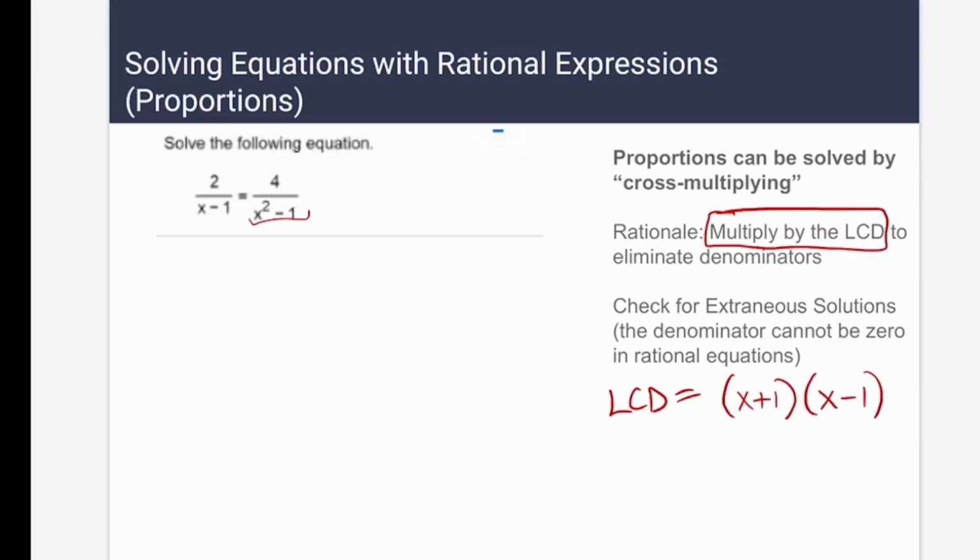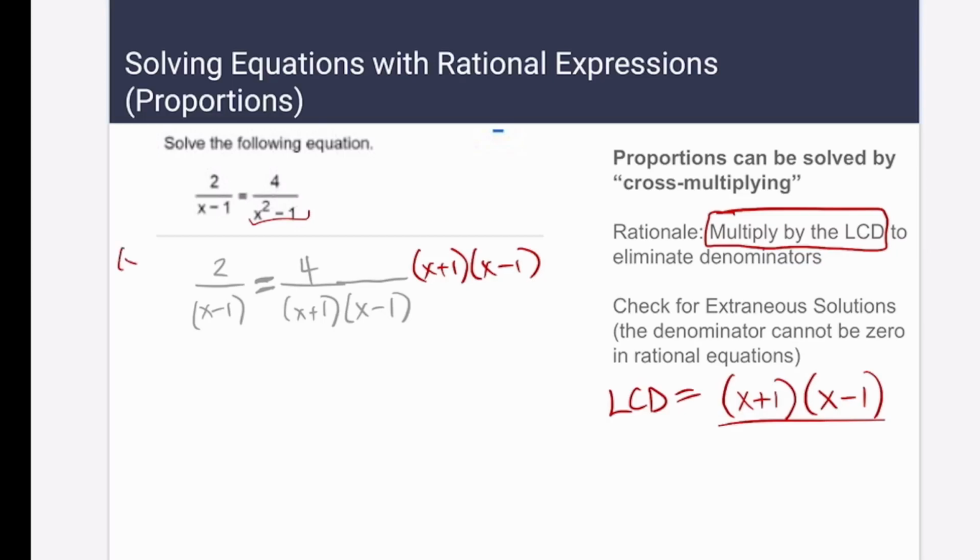So if we rewrite this problem, we have 2 over x minus 1 equals 4 over x plus 1 times x minus 1. So whenever you have an equation, an equal sign, and you have denominators, you can always multiply by the LCD to get rid of them. So we're going to take this x plus 1, x minus 1, and we're going to multiply it on both sides of the equal sign.